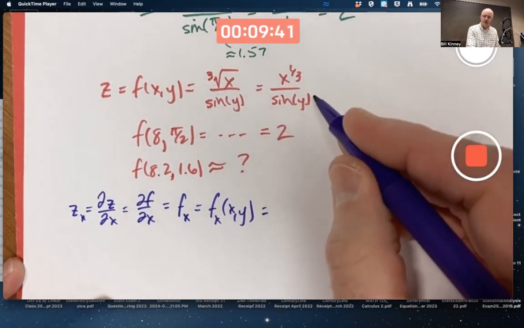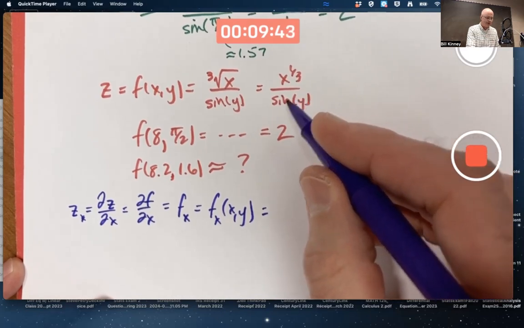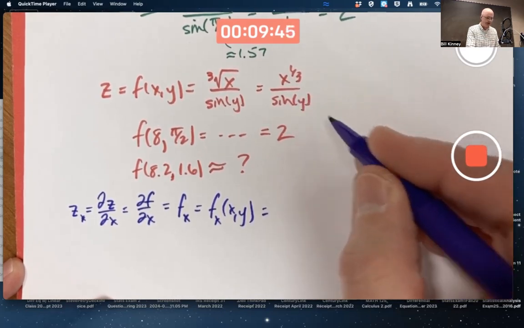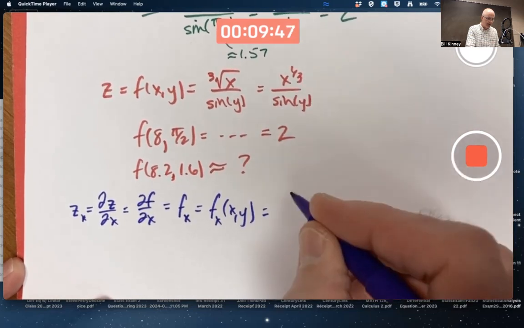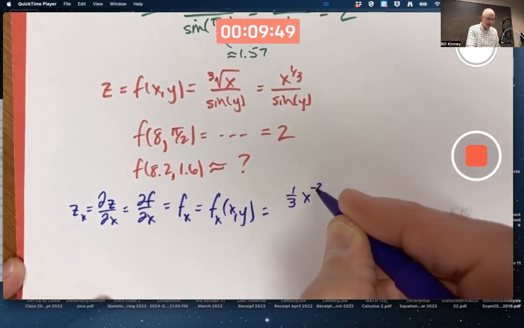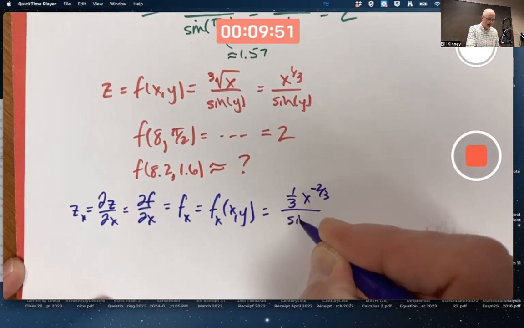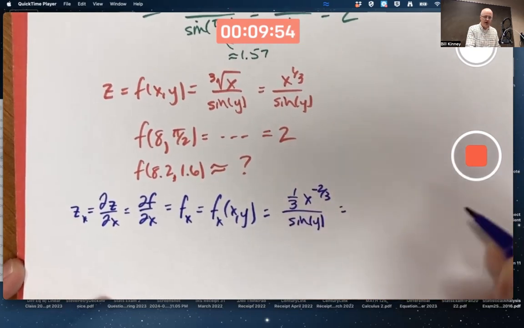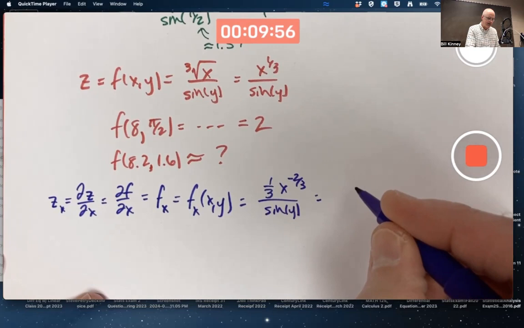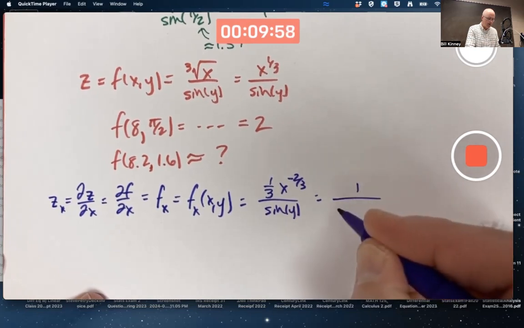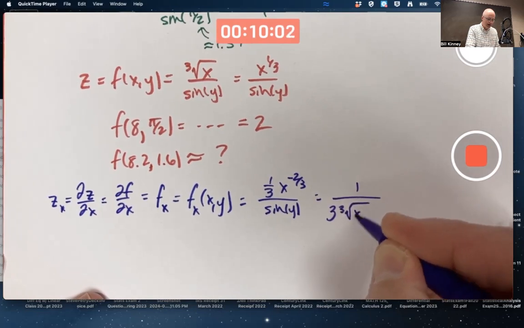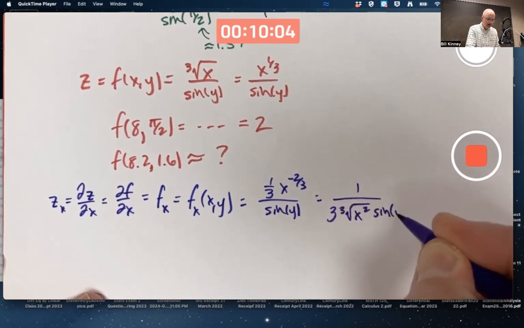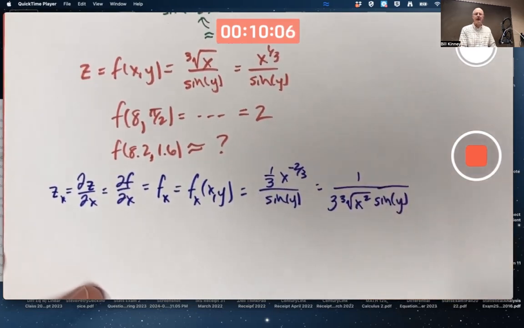Differentiate this with respect to x, treating y as a constant. So you're dividing by a constant. That just gets carried along. Bring down the 1/3 x to the negative 2/3 divided by sine of y, which could be rewritten, if you like, as 1/3 times the cube root of x squared times sine y, if you want to write it that way.